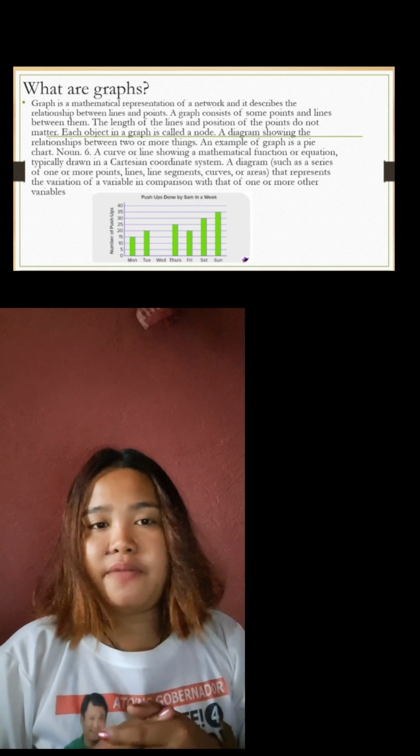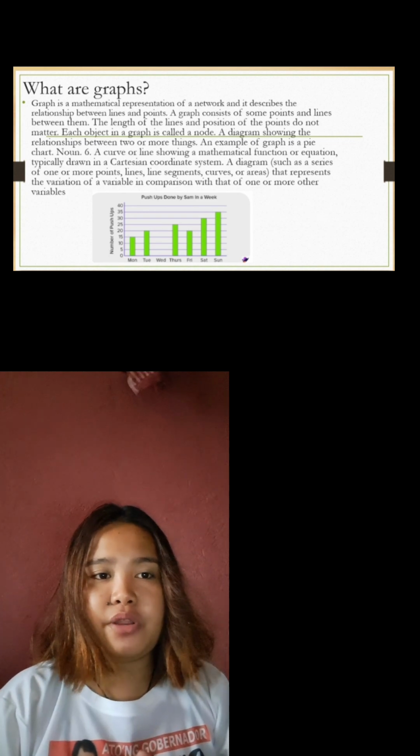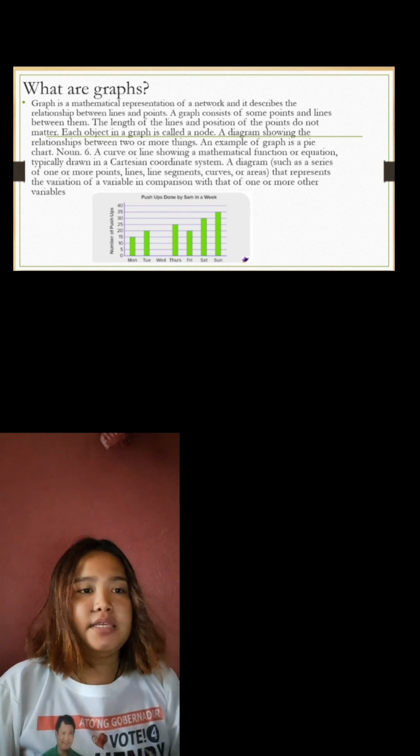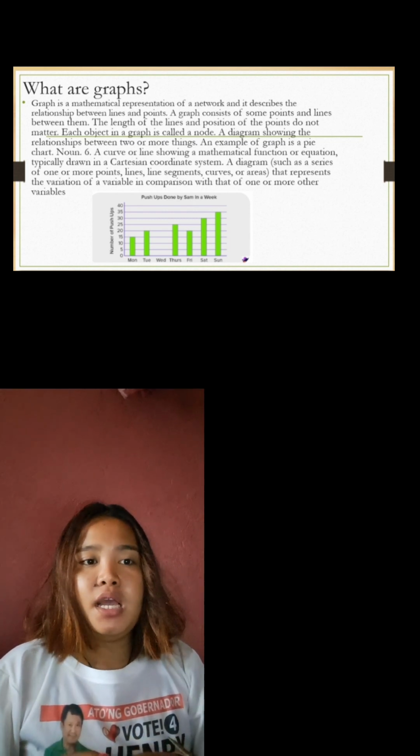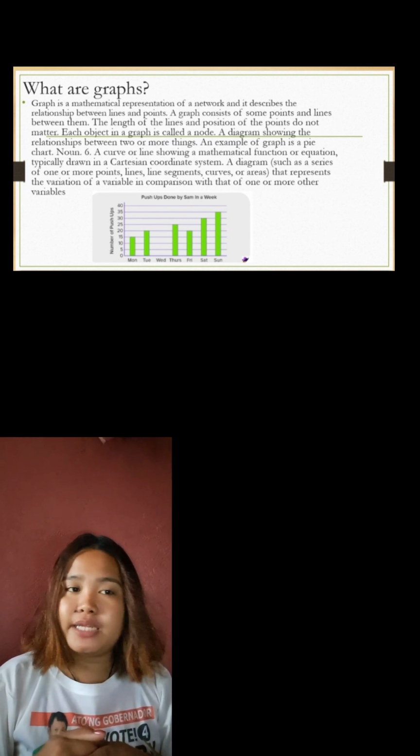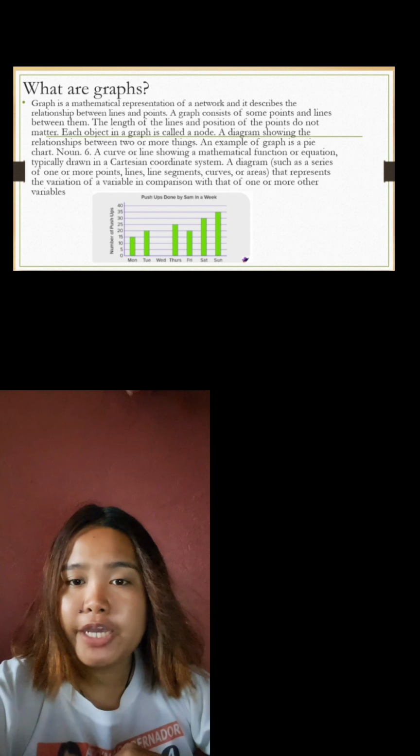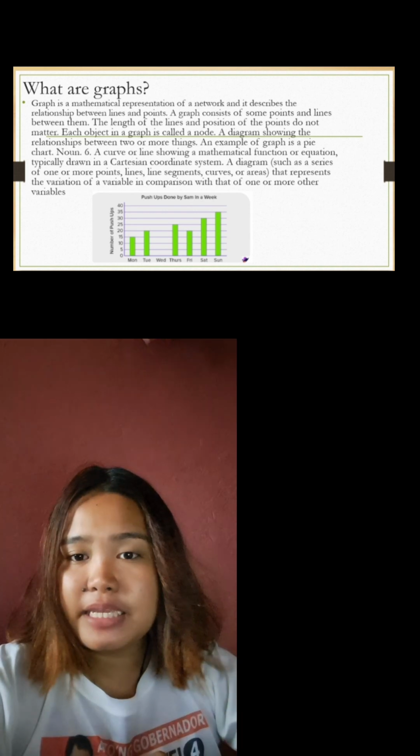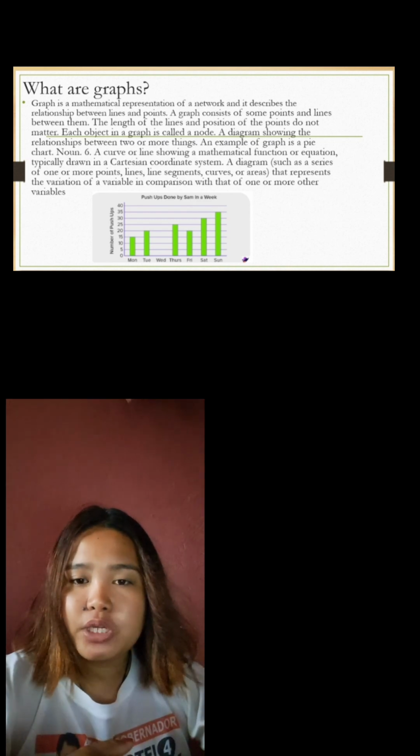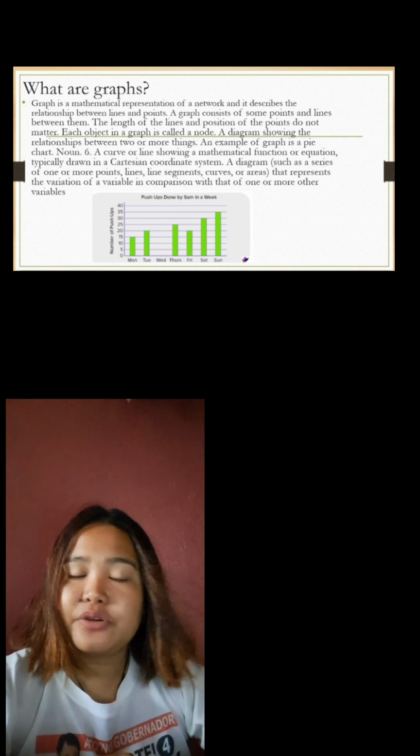An example of a graph is a pie chart. If you can see the image here, it is a curve or line showing a mathematical function or equation, typically drawn in a Cartesian coordinate system. It is a diagram such as a series of one or more points, lines, line segments, curves, or areas that represents the variations of a variable in comparison with one or more other variables.